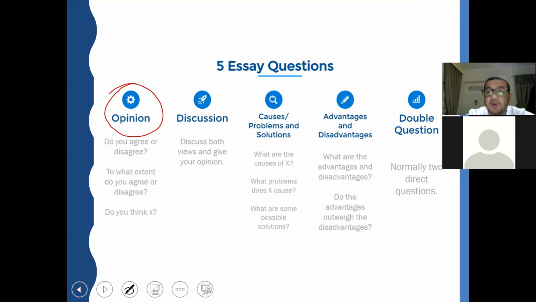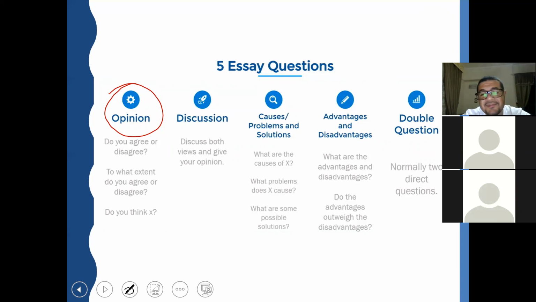From its name, what is an opinion essay? What do you think you will be required to do in an opinion essay? What do you think? If I tell you you're going to write an opinion essay, what do you think you're going to write about? Extend the main opinion in the questions or the main word in the questions. We extend it. Okay. You extend it, yes, definitely.